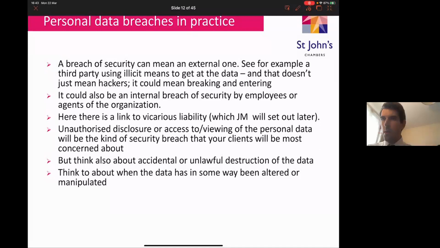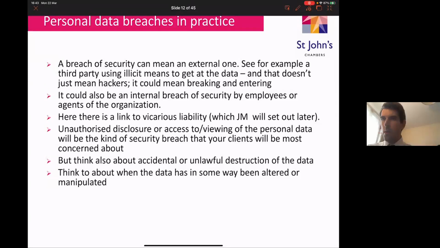And it can also be an internal breach of security by employees or agents of your organization, which is a controller or processor. And here there is a clear link to the vicarious liability doctrine, which in the data protection context holds an organization liable for the data breaches which have been committed by employees or agents. The more classic breaches that you will be familiar with, and as they are argued, are unauthorized disclosure or access to the viewing of the personal data.